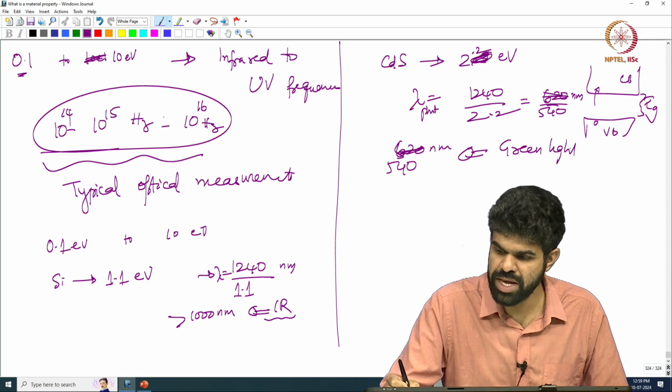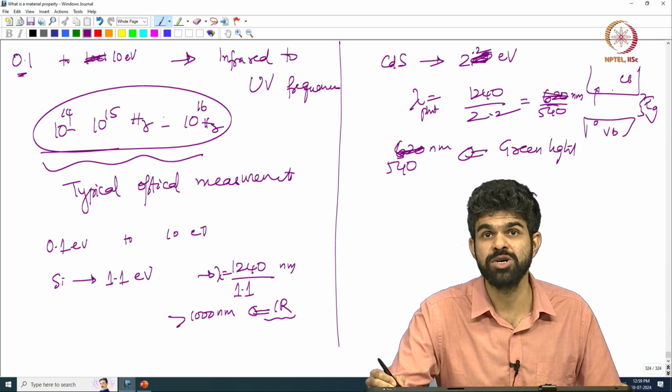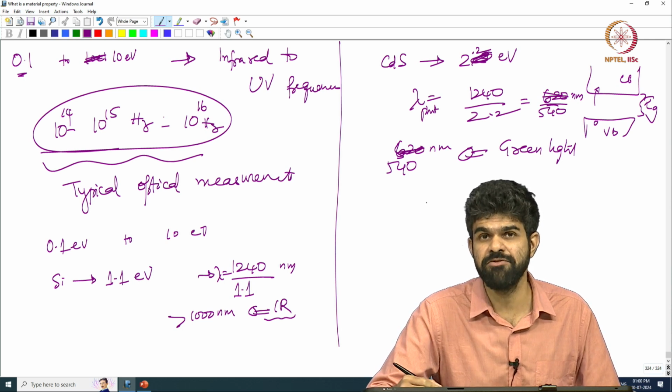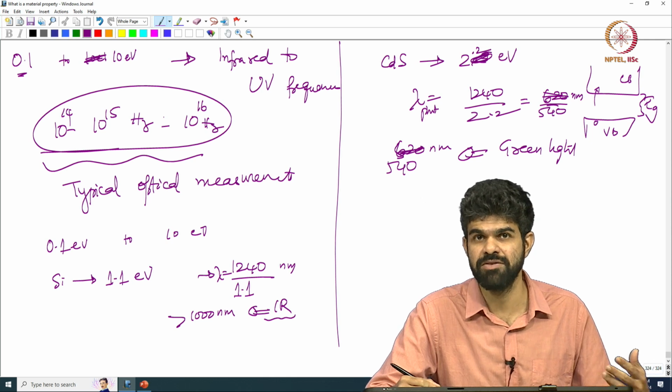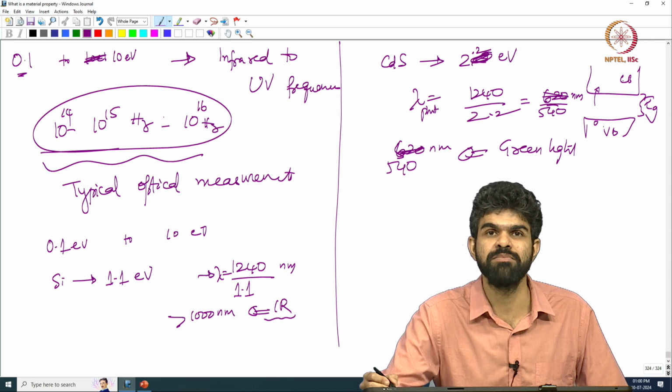right. So, I can use blue light to excite this, right, but not red light. Red light will have a greater wavelength or lower frequency than 540 nanometers, right. So, I can use green light to excite cadmium sulphide.